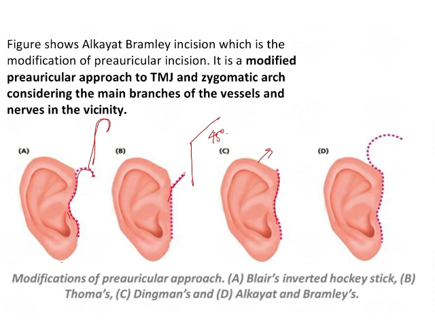Lastly, Alkayat and Bramley, in order to overcome the disadvantages of these three incisions, where they had limited accessibility, came up with a question mark type of incision where they extend the incision a little more into the temple, and that is the reason why this incision is very popular. In addition to that, the scar tissue gets covered by the hair of the patient, and it is not very visible.